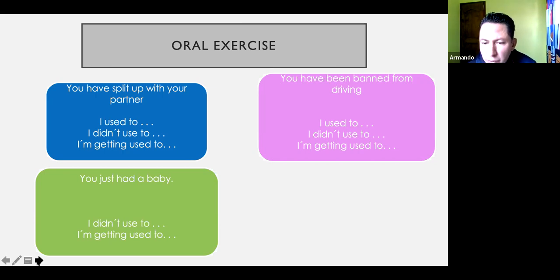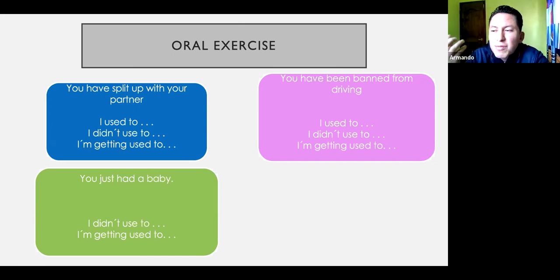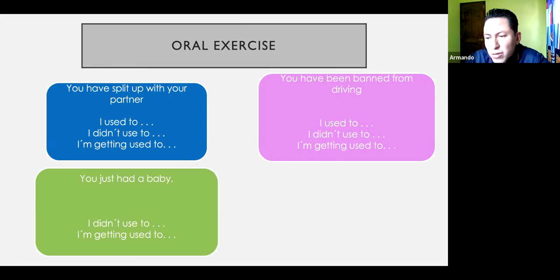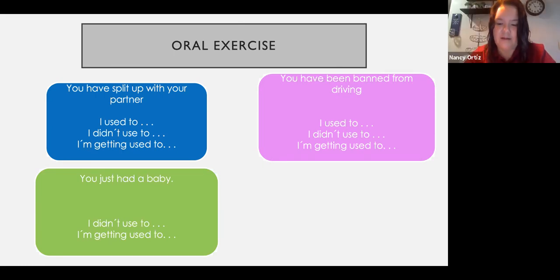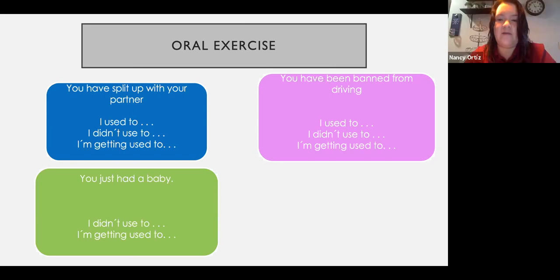I used to drive very fast. I didn't used to respect the traffic signs. Sorry, can you repeat that one? I am thinking, what is banned? I don't understand very well. You're banned, like you don't have the permission to do it anymore. Oh, yes, okay. I used to drive very fast. I didn't used to respect the traffic signs. Very good. I'm getting used to walk a lot. All right, excellent. Same situation, different person.